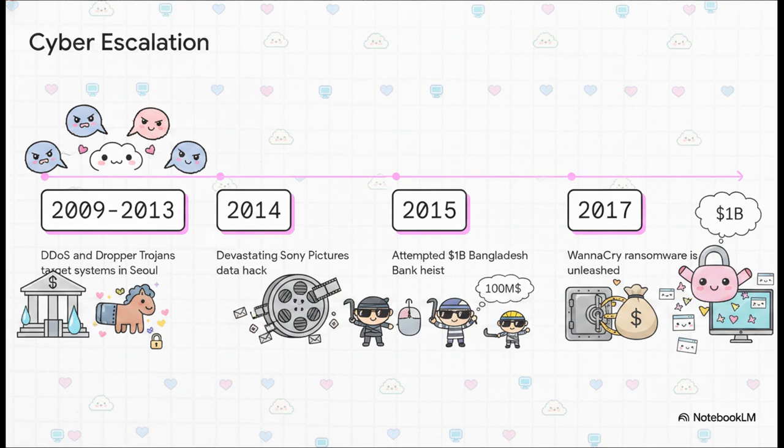North Korea's cyber capabilities have been escalating for years. If you look back between 2009 and 2013, they were running denial-of-service attacks, dropping Trojans to shut down banks and TV stations in Seoul. By 2014, they escalated to the infamous Sony Pictures hack, stealing unreleased movies and private emails as retaliation for a comedy film. Then, things took a more pragmatic turn.